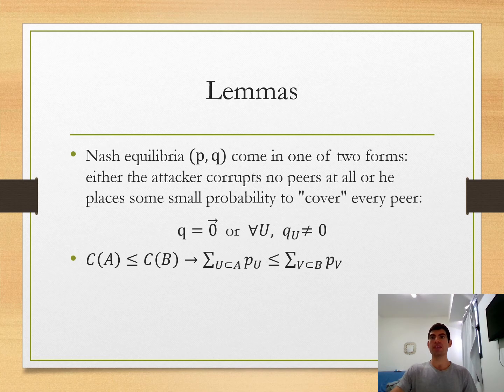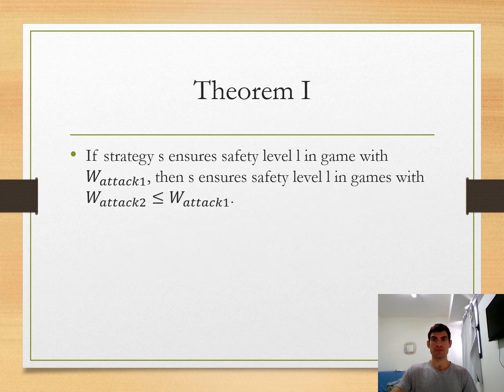The first is that in every Nash equilibrium, an attacker either does not corrupt any pair, which means it does not attack at all, or it spreads the probability of corruption over all the pairs, which means that it has a small probability to corrupt each one. The second result is that if corrupting one group costs more than another, then the defender will choose pairs from the first group with higher probability.